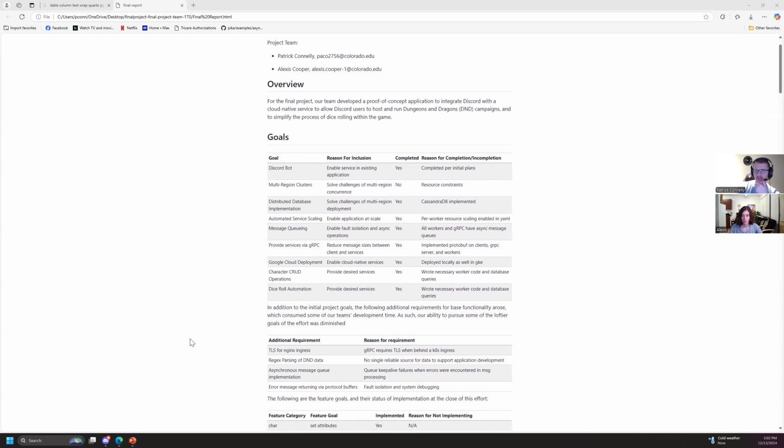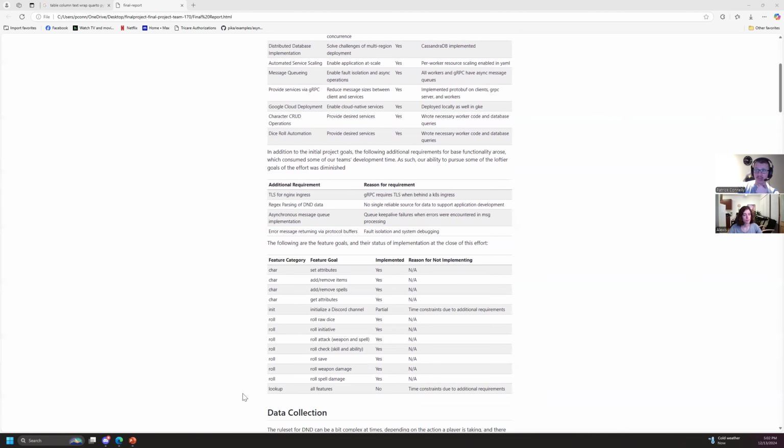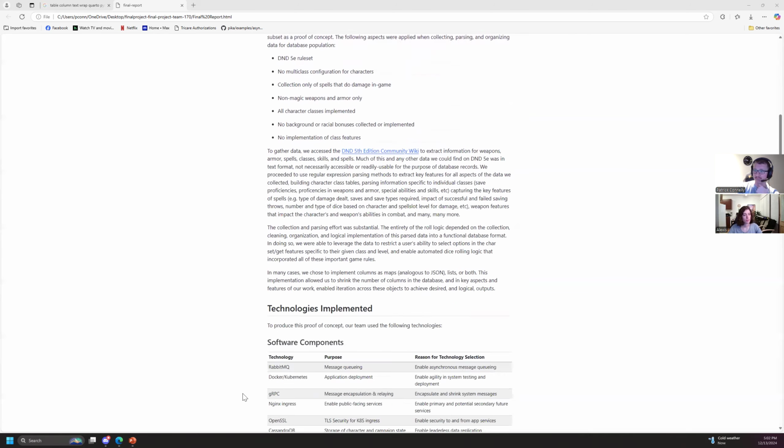In addition to what you're saying there, Alexis, we had some other challenges too. We had to implement some additional technologies that we didn't necessarily expect to at the beginning of our design phase. So as we learned and as we built, things like TLS, the regex parsing that Alexis mentioned, asynchronous message queuing so we could continually forward messages, and relaying error messages all the way back to the client so we could support our own debugging. We implemented most of the features that we planned to implement.